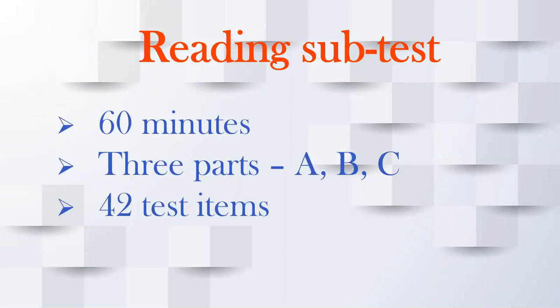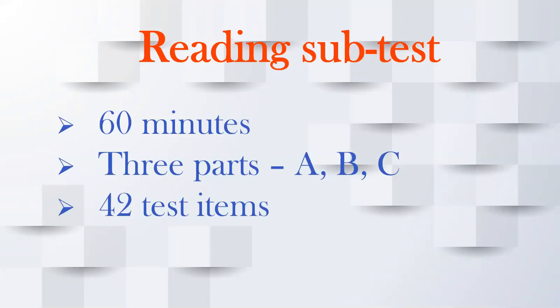The reading subtest is divided into 3 parts, A, B, and C. All 12 professions take the same reading subtest, and when you register to take the test, on the day of the test, that's the second you're doing. The first is the listening subtest, then you move to the reading.